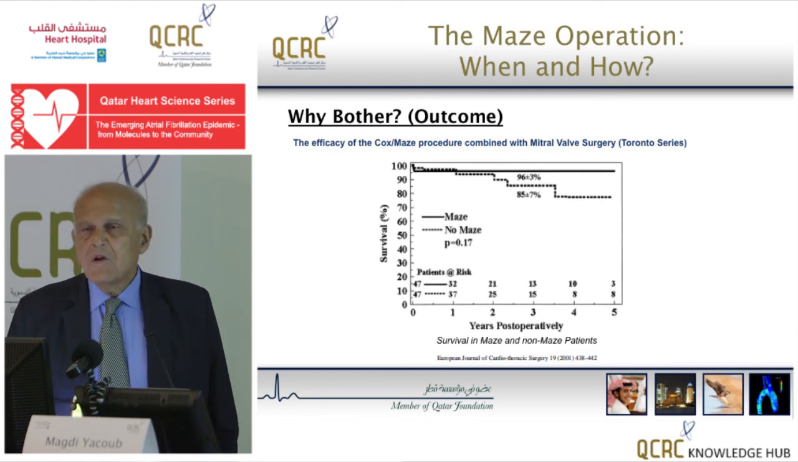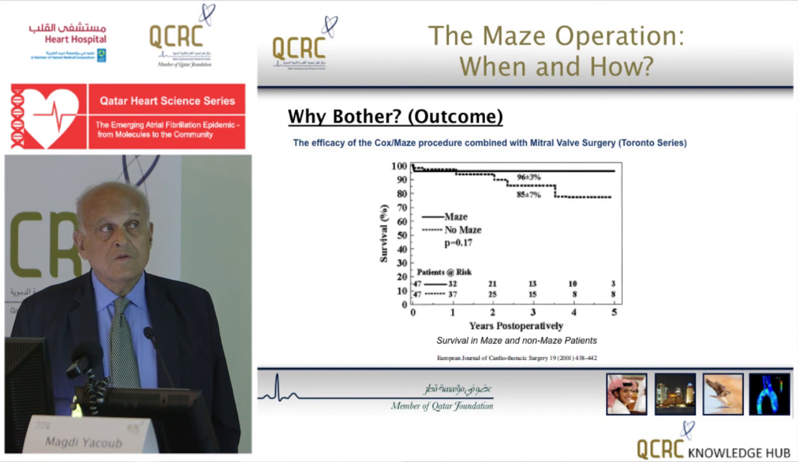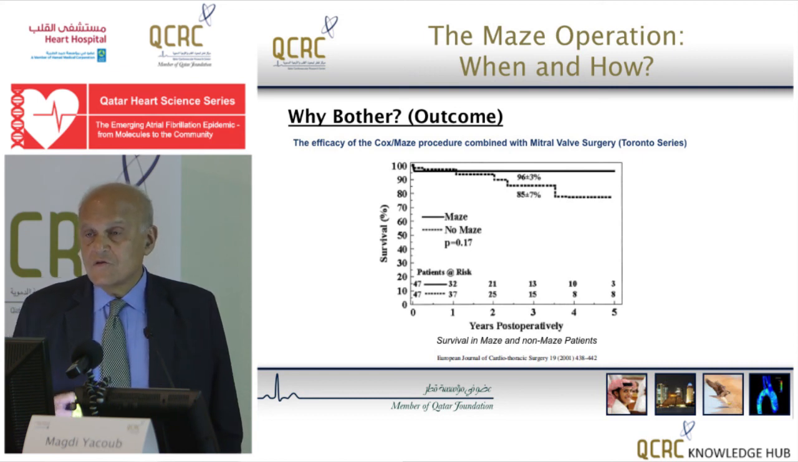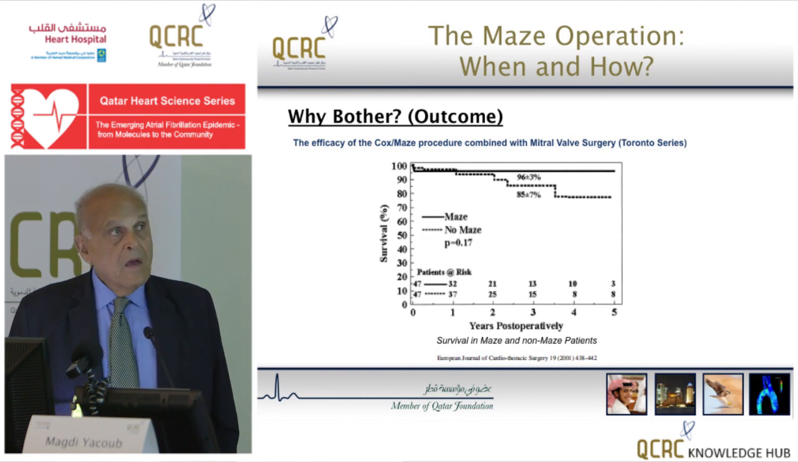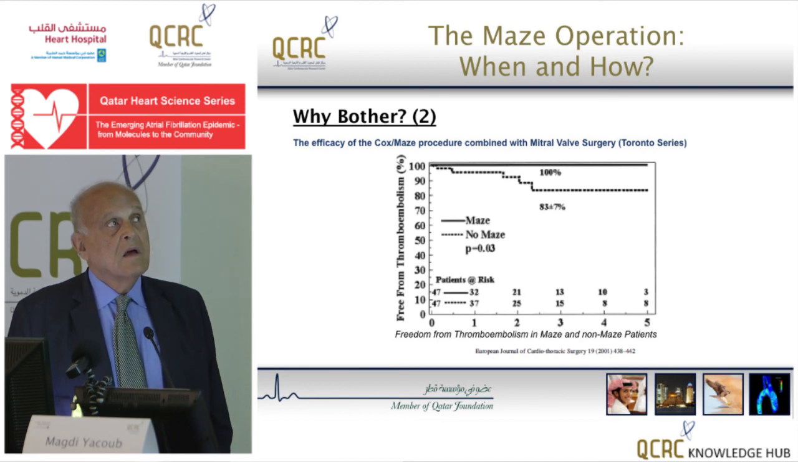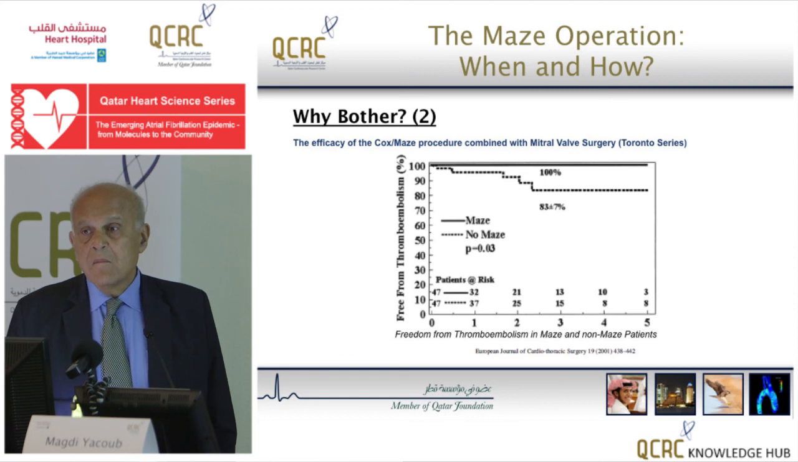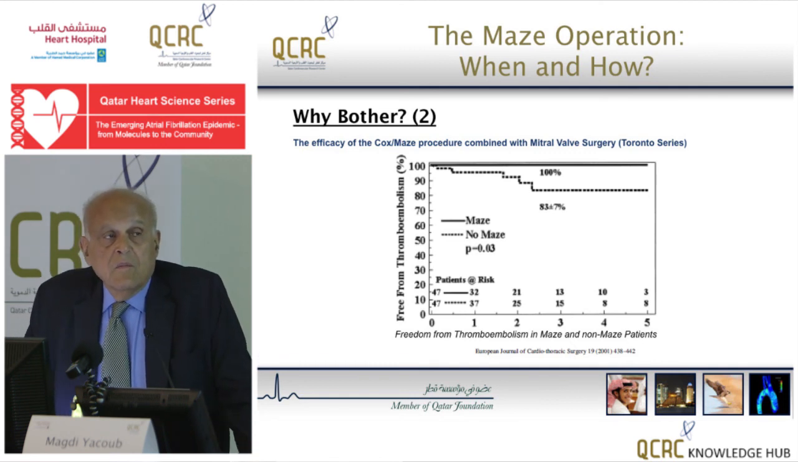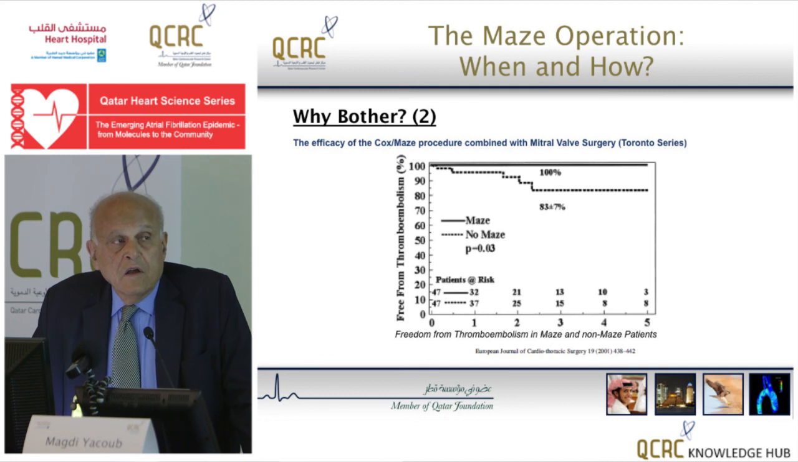And they were closely matched, they were very similar. And behold, the 5-year survival in those who had the maze operation was higher than those who did not have the maze operation, strongly suggesting that this actually improves survival in this group of patients. Similarly, when they looked at, importantly, freedom from thromboembolic complications, mainly stroke, again, in the maze group there was 100% freedom from thromboembolic complications against patients who did not have the maze, again, strongly favoring the maze operation.